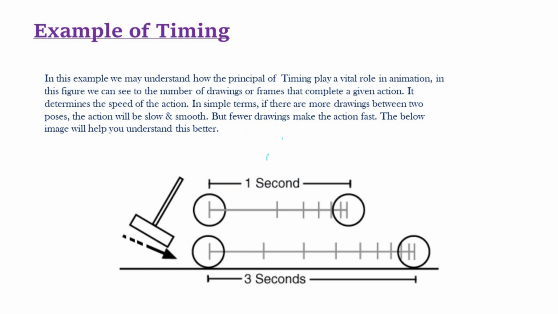In simple terms, if there are more drawings between two poses, the action will be slow and smooth, but fewer drawings make the action fast. The below image will help you understand this better.